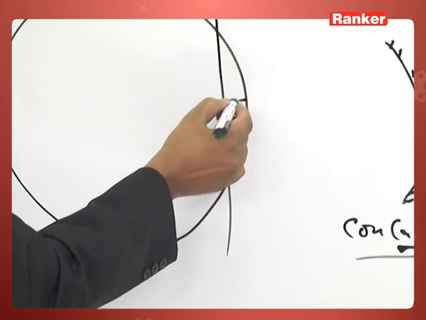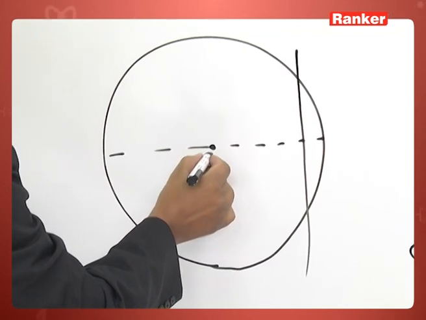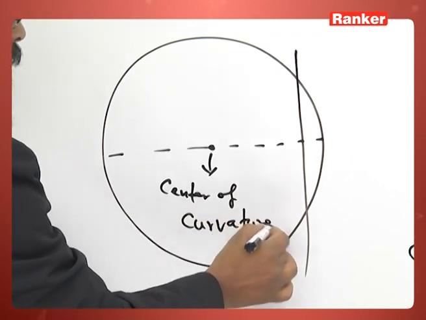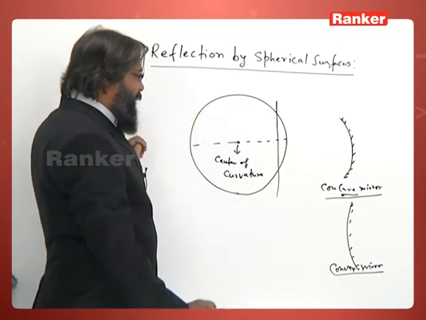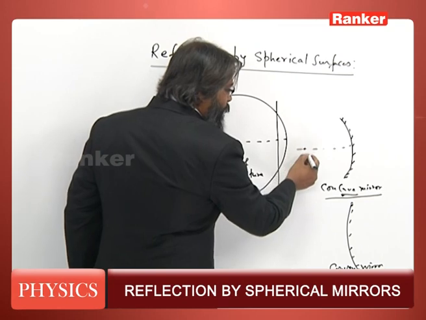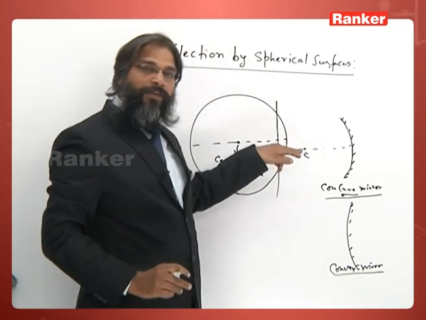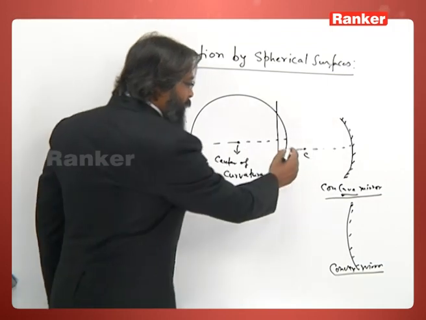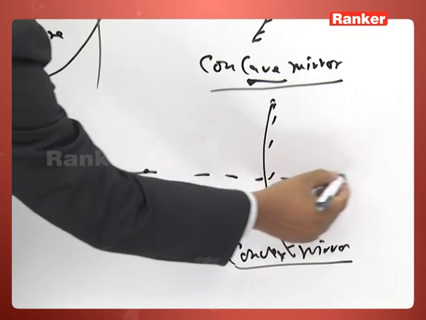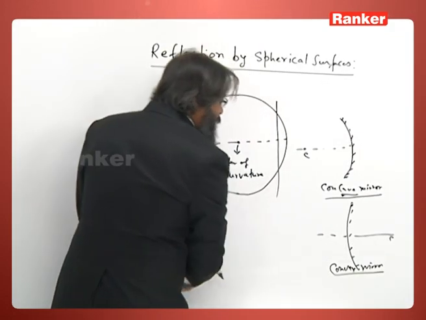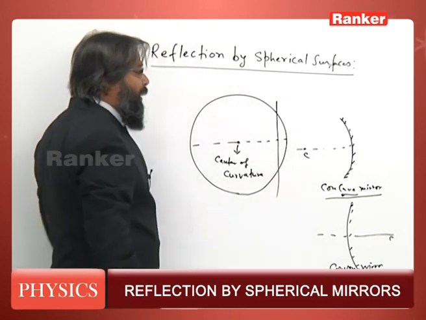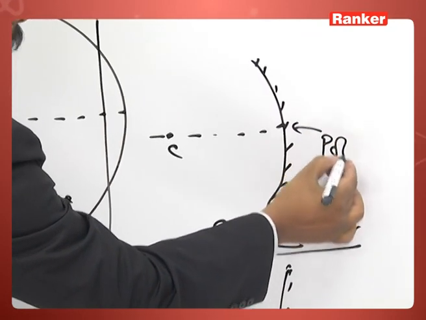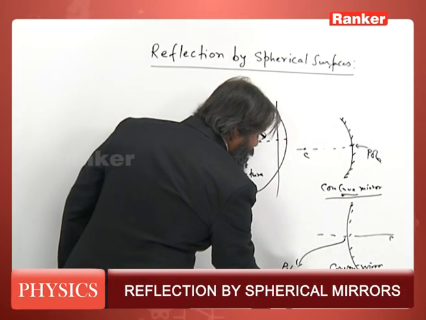Now, this point is called the center of curvature. So, for this mirror, what is the center of curvature? The center of curvature is the center of that sphere whose part is that mirror. So, its center of curvature is here. Its center of curvature will be this side. Center of curvature is the center of the sphere of which that mirror is a part. Now, this point here is called the pole.